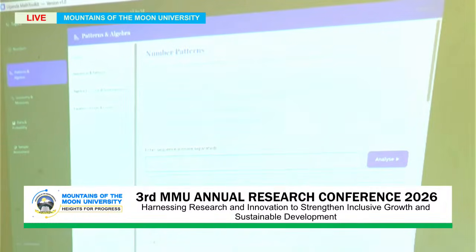here it says number patterns, enter a sequence of numbers separated by commas. The toolkit finds the pattern and predicts the next term. It is all about hands-on practice whereby the learner is able to interact with the system and gets instant feedback. So for example, it says enter sequence, comma separated. If we put in a sequence, let's say 1, 3, 6, 9, 12.